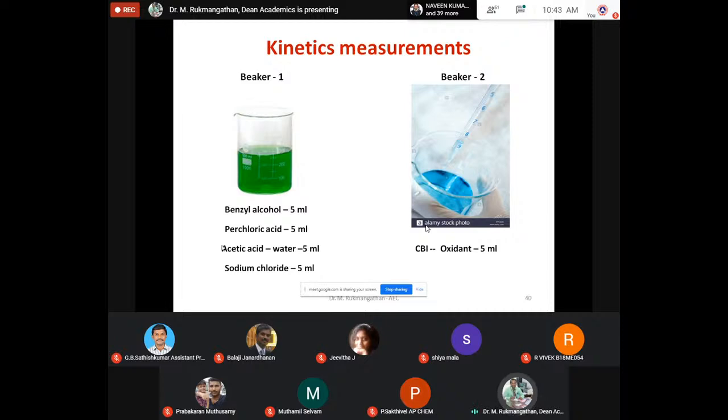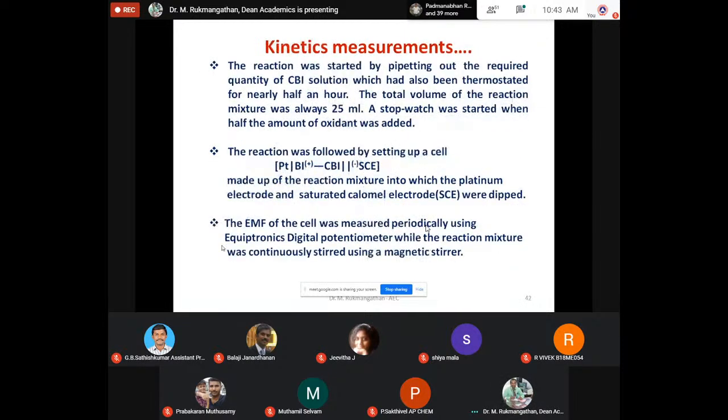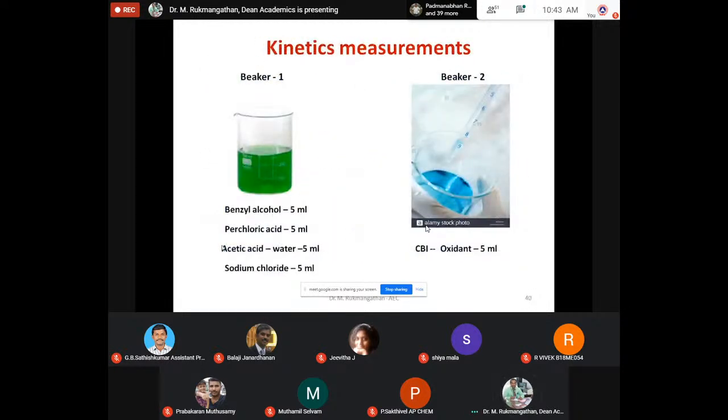How can the kinetic run be carried out? How can we start the normal kinetic run? Look at this diagram. In beaker 1, what are we having? The benzyl alcohol, about 5 ml, of the concentration which I have mentioned in the previous slide. So about 5 ml of benzyl alcohol, then 5 ml of perchloric acid, HClO4, then 5 ml of 80% acetic acid and 20% water mixture, then 5 ml of sodium chloride solution were pipetted out into beaker 1. This beaker 1 is set aside in a thermostat in order to attain the desired temperature. In the thermostat, the temperature is maintained at 35 degrees Celsius, that means 308 Kelvin. For about half an hour, this beaker is left aside for acquiring the desired temperature.